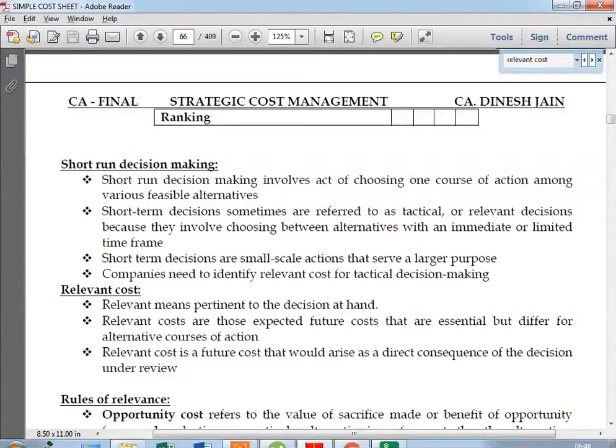The last one is both options are available. Ignore relevant costing, ignore any of this. You have 100 units of material A. Now you tell me whether you want to sell it at 8 rupees or use it as a substitute and save 10 rupees. Ignore all of this whatever I've discussed till now. What will you do? Use it as a substitute and save 10 rupees.